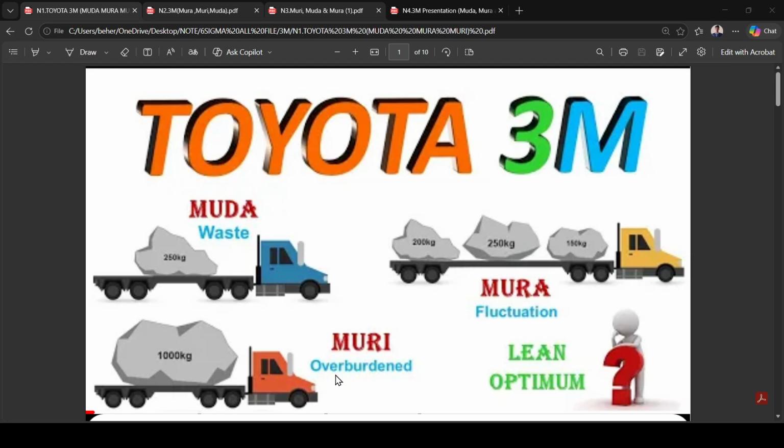Suppose, as one example, in a factory workers are waiting for material due to delay. This waiting time is Muda because no value is added. One more example: if a company produces 100 units but the demand is only 70, the extra 30 units are waste. This is called overproduction.